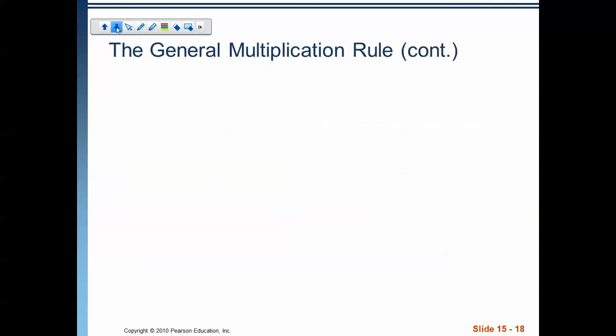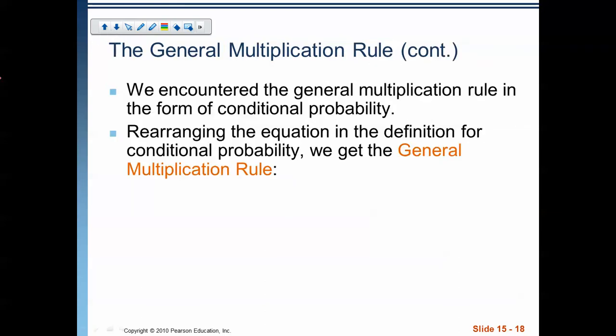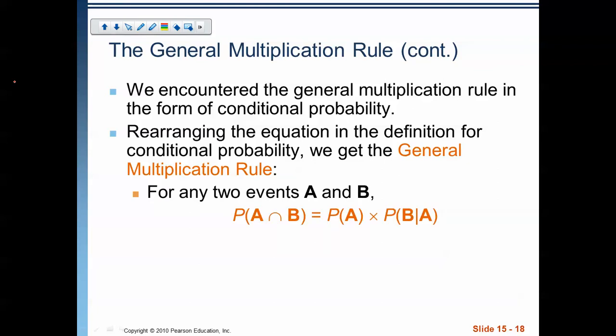And that rule looks like, I'm going to keep hitting buttons till it shows up. We're almost there. Okay, there it is. That rule is for P of A and B, it equals P of A times P of B given A. So if I take the probability of event A and then I multiply it by the probability of B given that A has happened, we'll get P of A and B.